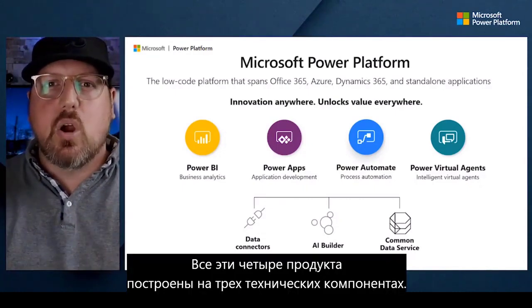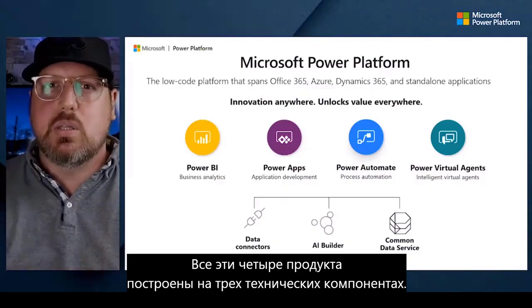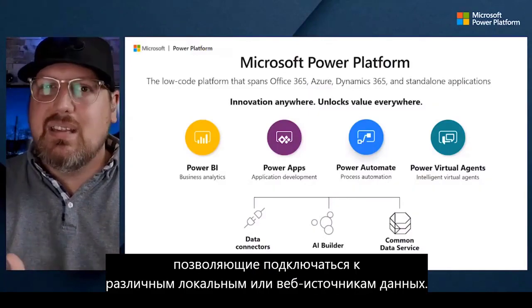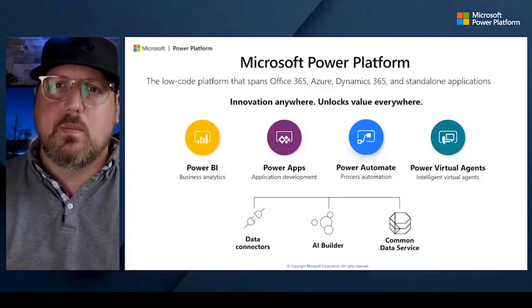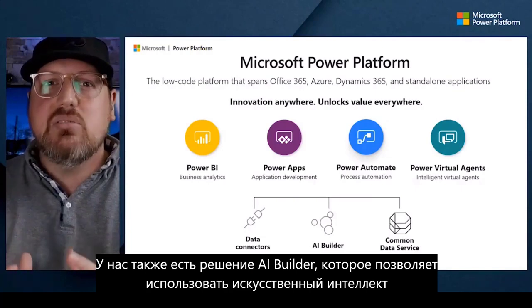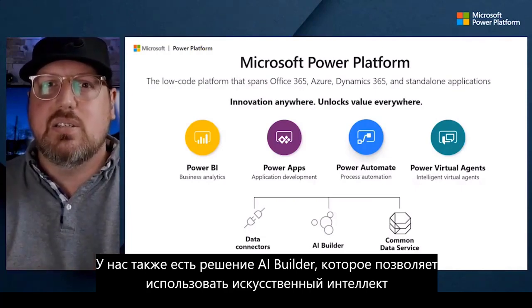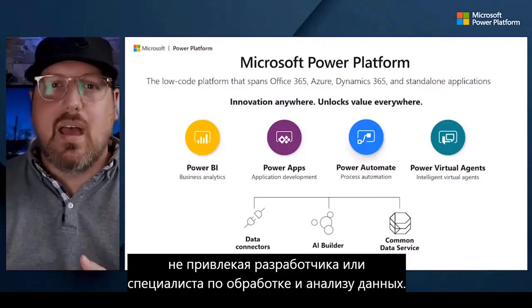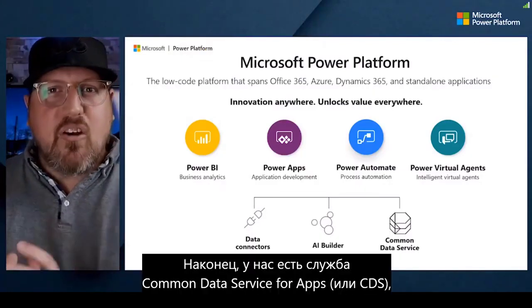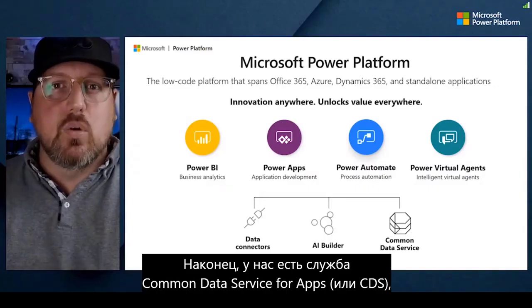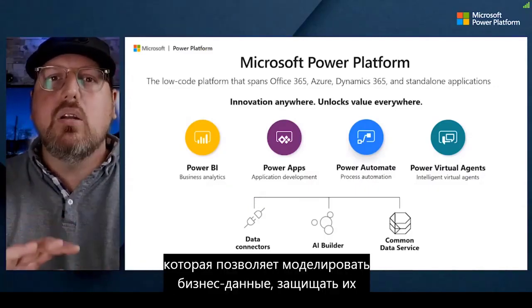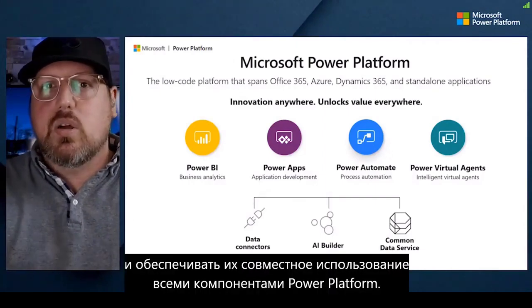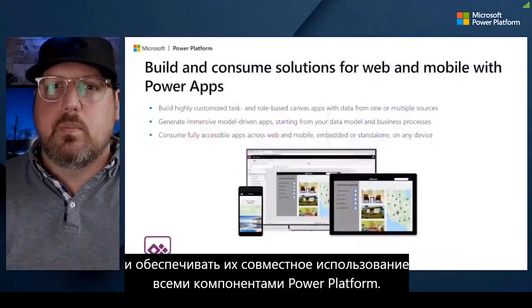But those 4 different products are built on 3 technical components. We have the data connectors that allow you to connect with different data sources on the web or on premises. You also have AI Builder that allows you to infuse artificial intelligence in any of your business processes without requiring a developer, or a data scientist. And finally, you have the Common Data Service for Apps, or CDS, that allows you to model your business data and secure it. And then that data can be shared across all the Power Platform components.